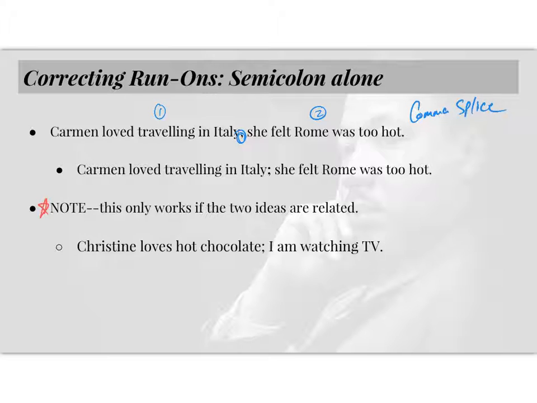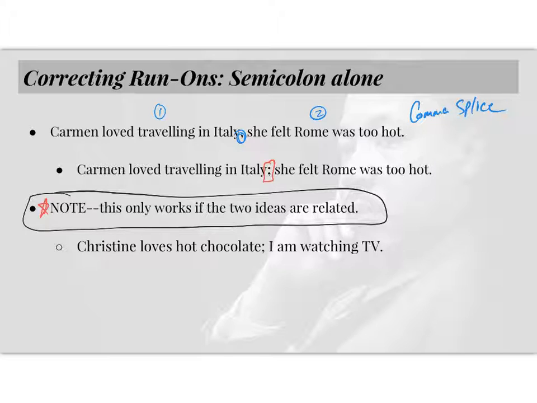The fix, very simply, you replace that comma with a semicolon. But again, this only works if the 2 ideas are related. You cannot have a sentence like this one down here at the bottom. Christine loves hot chocolate. I am watching TV. This is an independent clause. This is an independent clause. But this semicolon doesn't work because what I am doing is not related to what Christine loves. So if you're going to use a semicolon to fix a comma splice, the ideas have to be related.